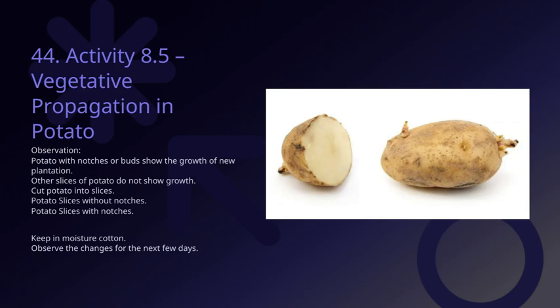When we cut the potato into slices, those with notches or buds are more likely to produce new growth, while slices without these features typically won't. This activity demonstrates how vegetative propagation works in potatoes, showing us that specific parts are vital for successful plant production. So, understanding these features can help us in farming and crop management, connecting to the broader theme of how plants can be propagated without seeds, just through their existing structures.